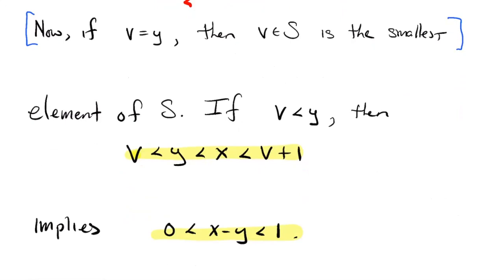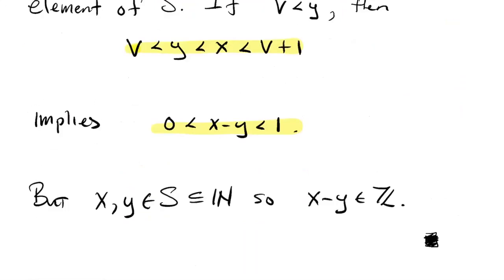All right. But X and Y are natural numbers because they're elements of S. S is a subset of the natural numbers. Everything in S is a natural number. So the difference between X and Y is an integer. I could write that it's a natural number, but it doesn't matter. It's a whole number. But there are no whole numbers strictly between 0 and 1. So that's a contradiction. So what is the contradiction?